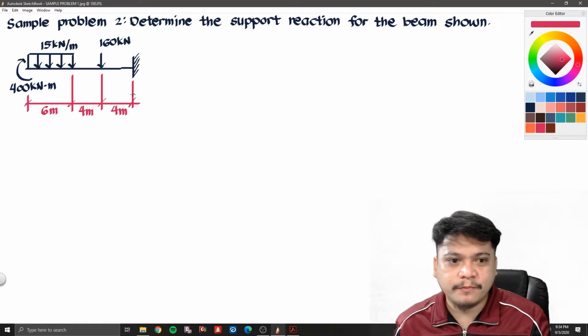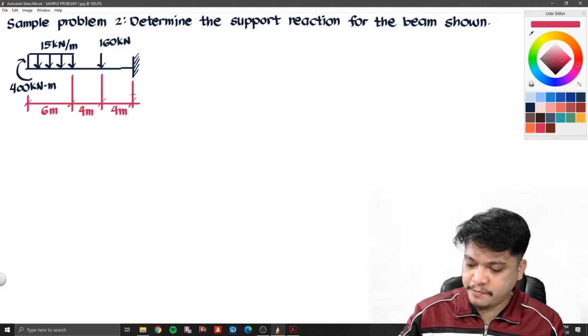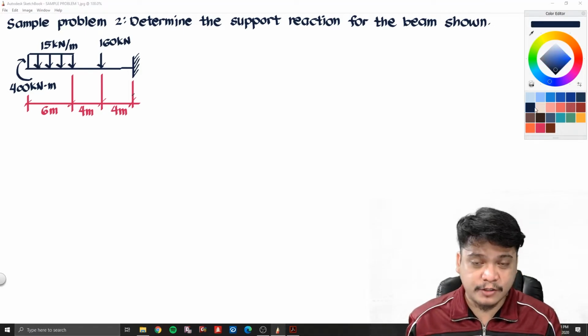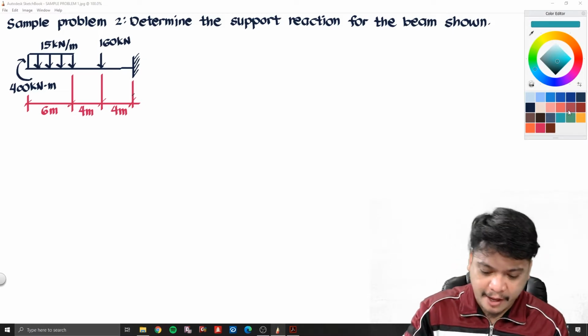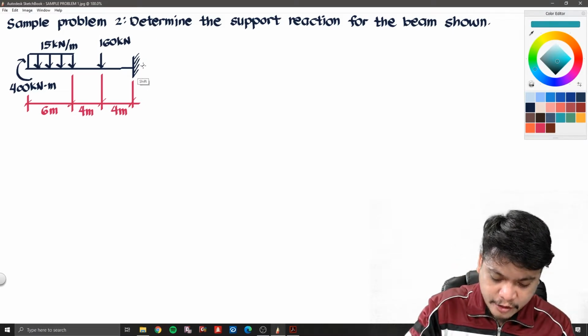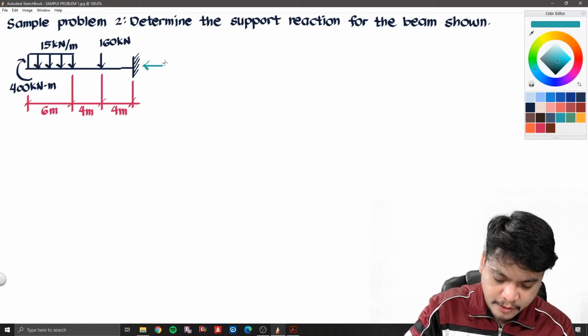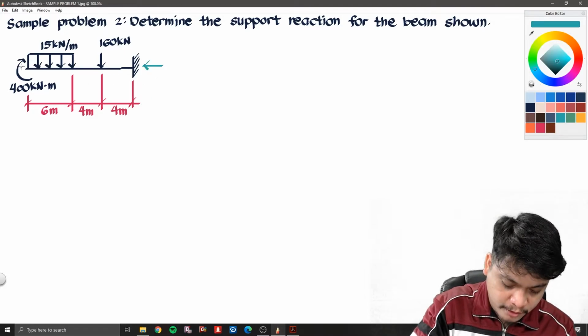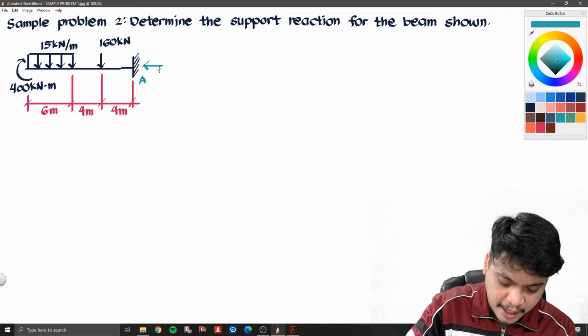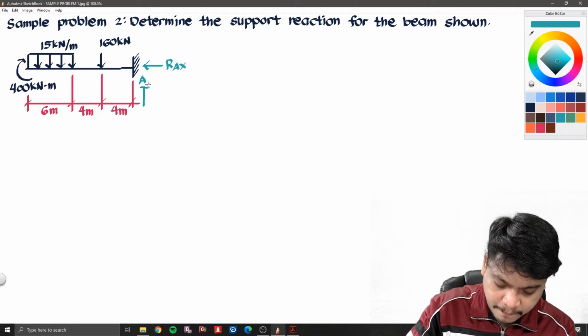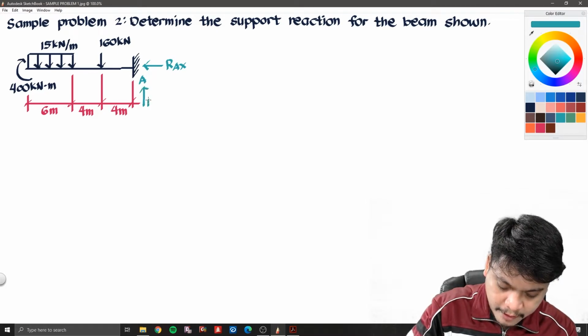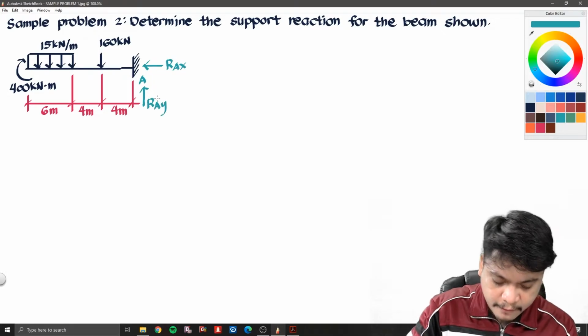Okay, so sample problem number 2, determine the support reaction for the beam shown. So this time, it is a fixed support. So technically, kung fixed support tayo, meron tayong tatlong reactions. Okay, so first reaction, so we will be having here this reaction. So tawagin natin tong point B. So sige, yan na lang. Sige, A na lang. So we will be having here as RAX. Okay, and then we have here the vertical, so we will be having here RAY, and of course we have the moment.